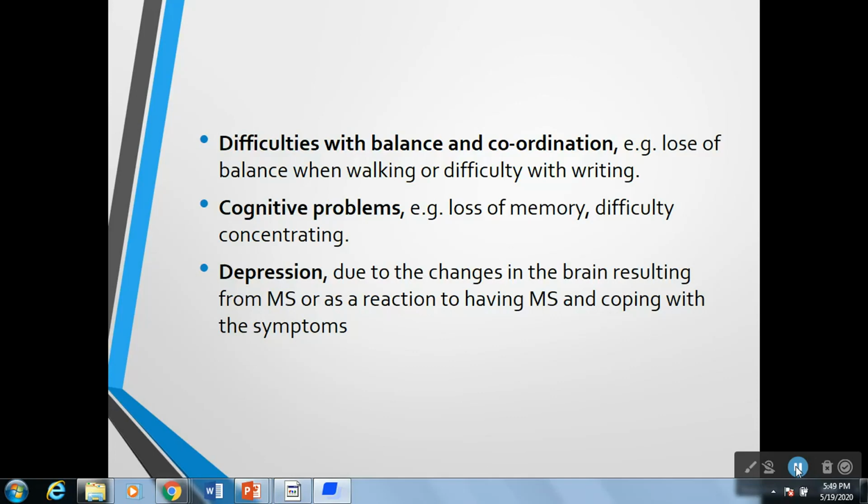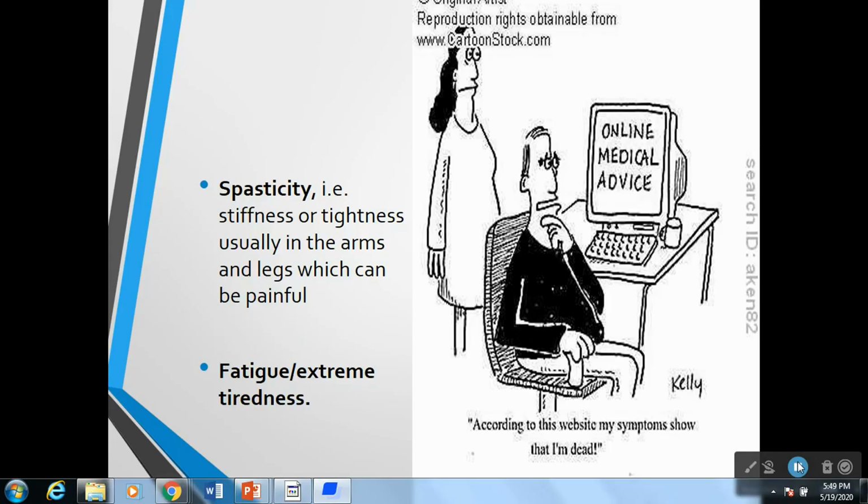Balance and coordination, I talked about that a little bit earlier, even difficulty with writing, difficulty speaking, cognitive issues, loss of memory, can't concentrate, depression. This is due to the changes in the brain resulting from the MS. They can have lots of spasms, stiffness, tightness, usually in the arms and the legs that can be painful, fatigue, and extreme tiredness.